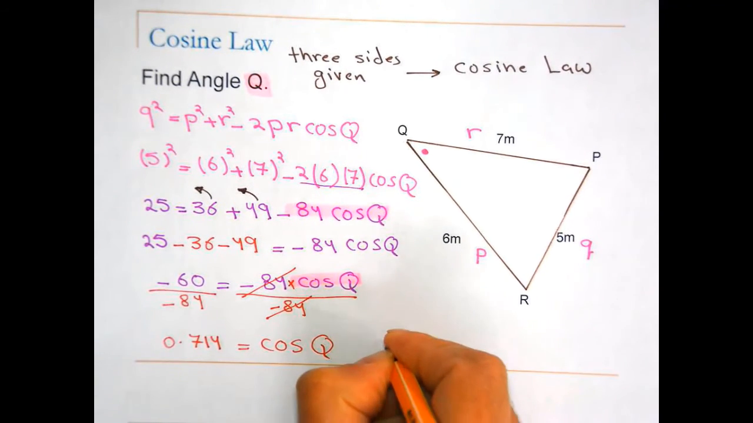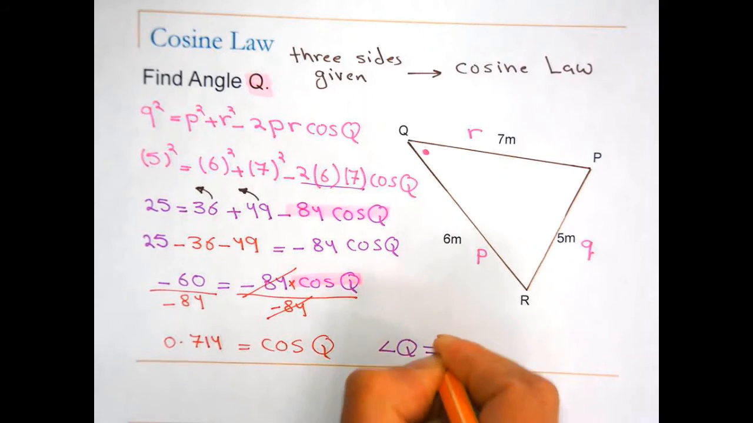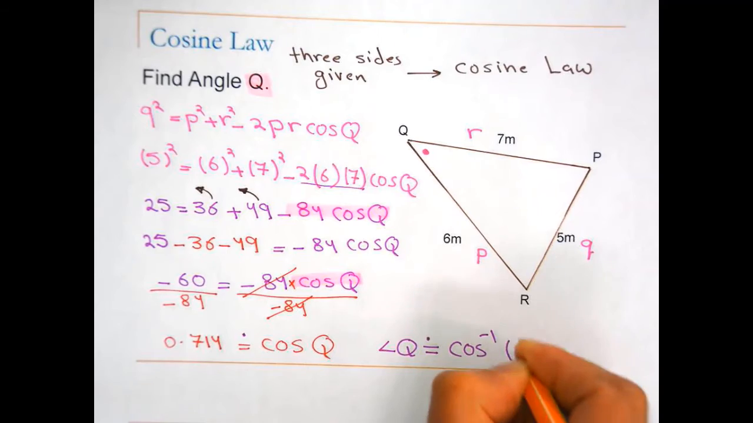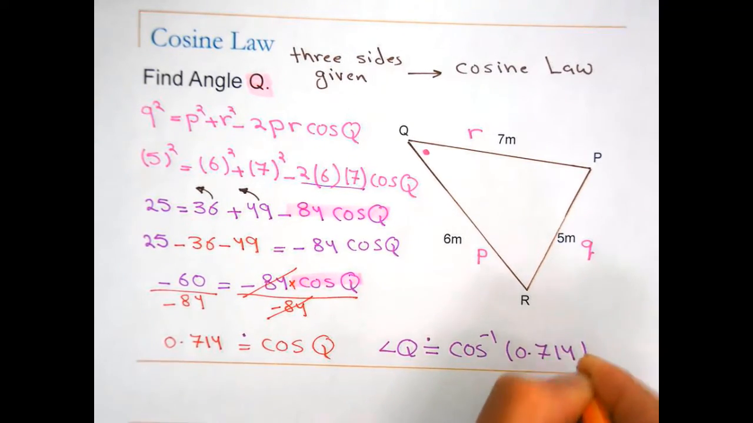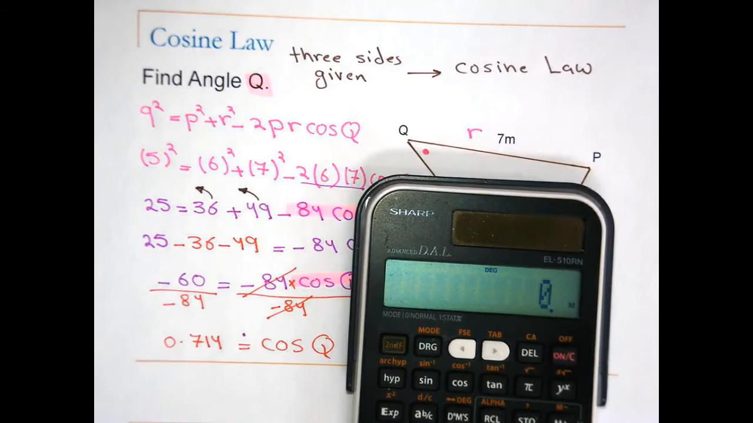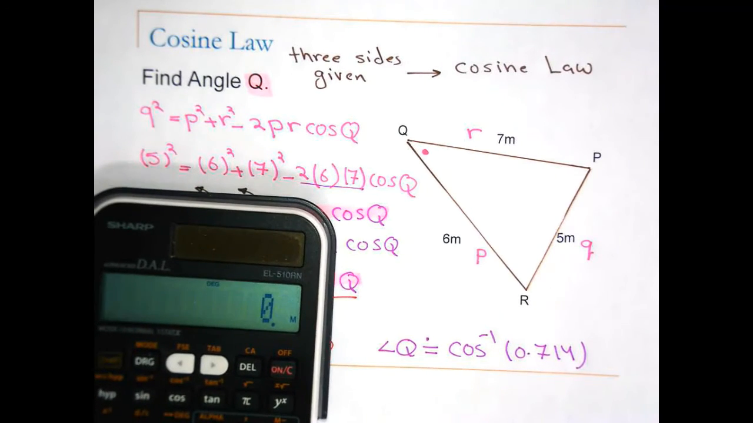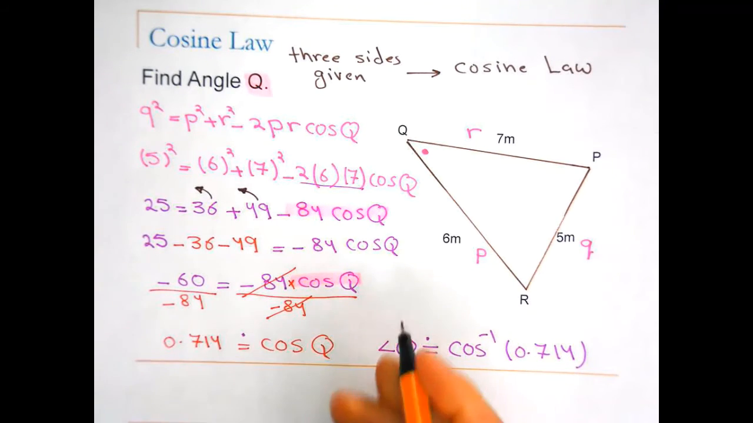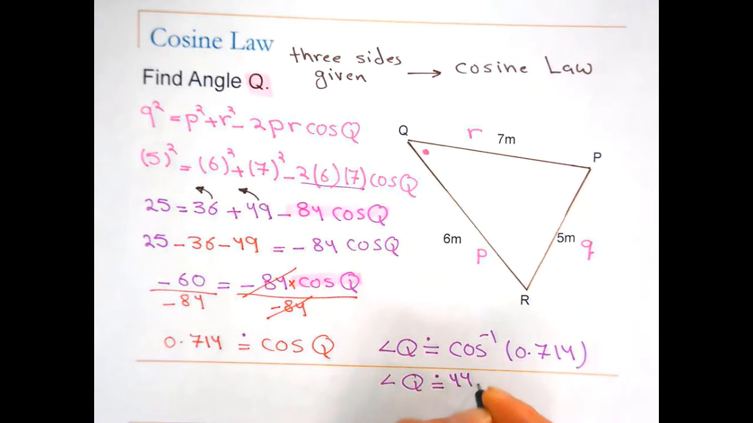the inverse key. So angle Q equals inverse cosine of 0.714. Inverse cosine of 0.714 gives 44.4. So angle Q is approximately 44.4 degrees.